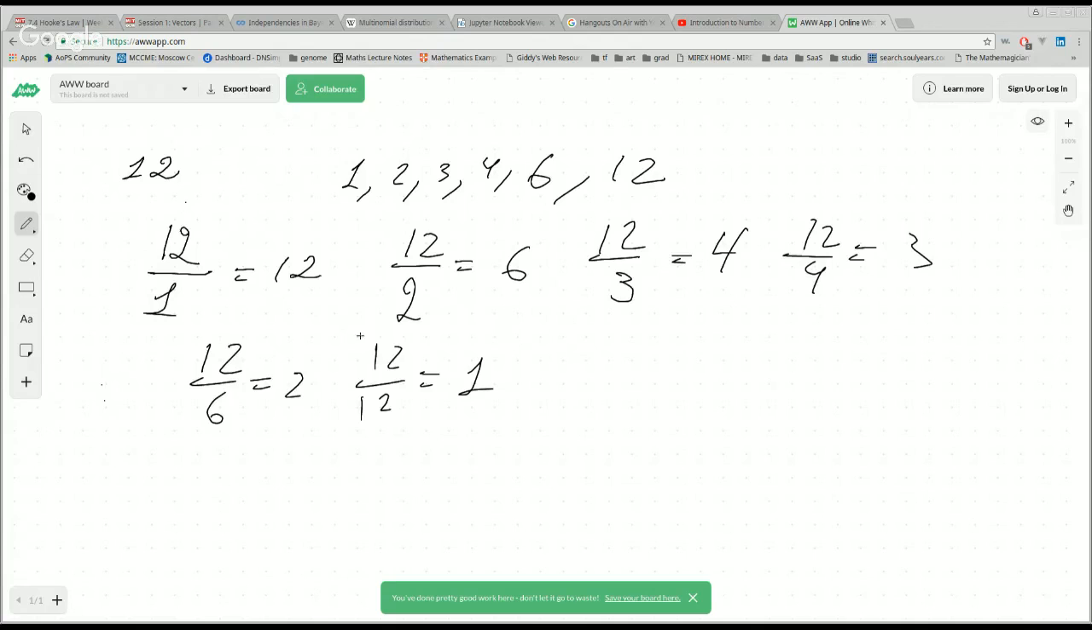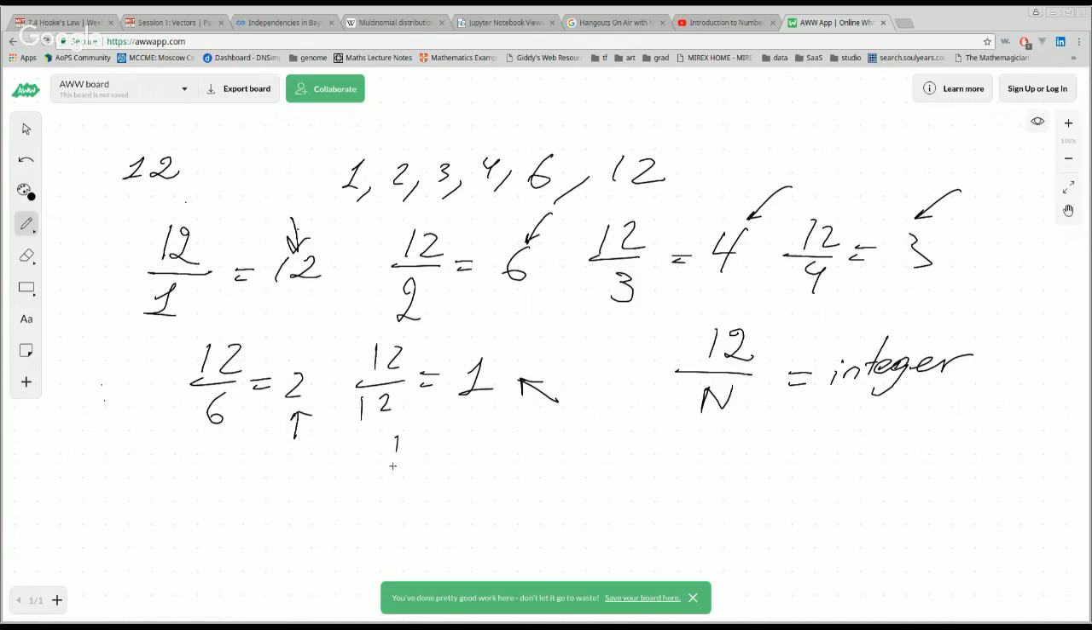Now, the point is that when I divide 12 by any of these numbers, the result is an integer. This is an integer, this is an integer, this is an integer. 1 is certainly an integer, so is 2. So a number, let's call it n, will be a divisor of 12 if when I try to divide 12 by that number, the result is an integer.